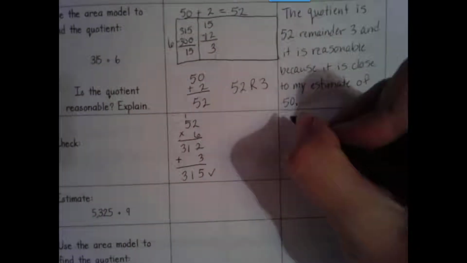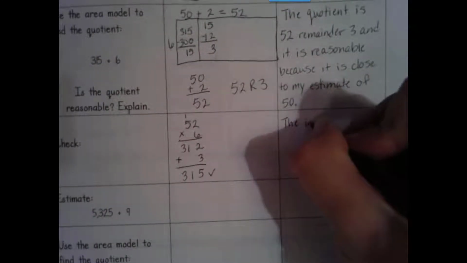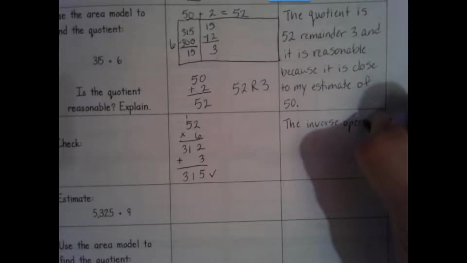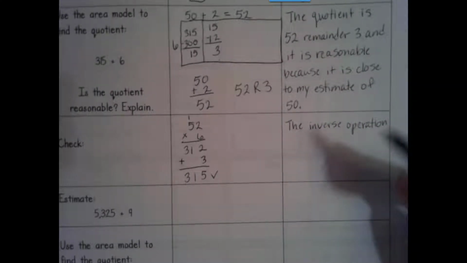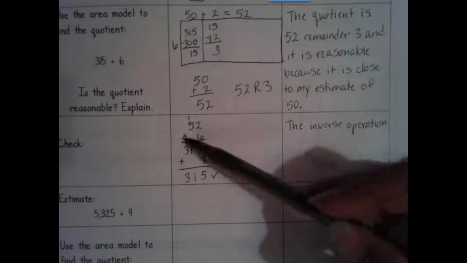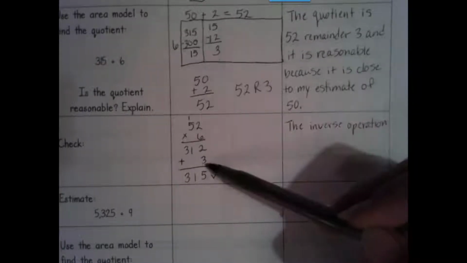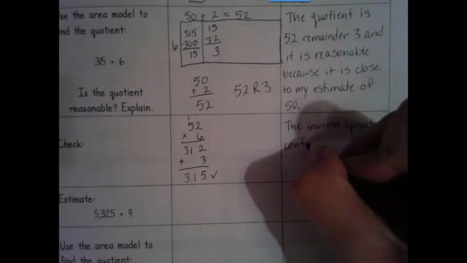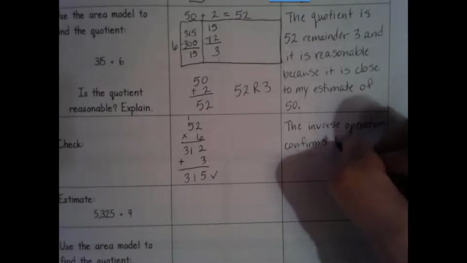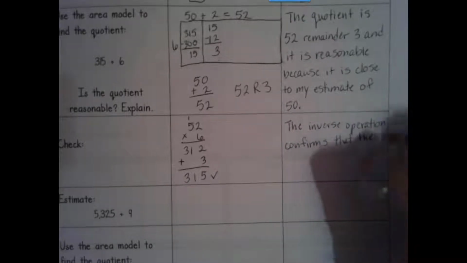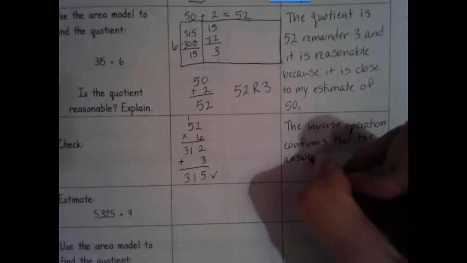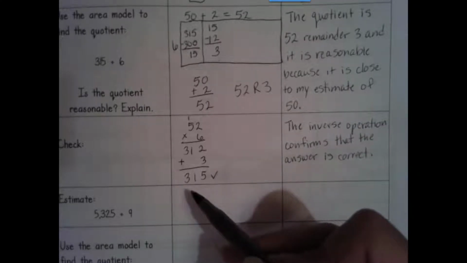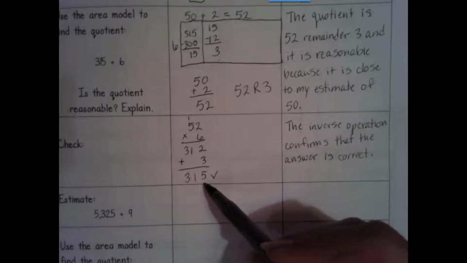And here we'll just say the inverse operation, because that's what we did here. The inverse of dividing is multiplying. The inverse of subtracting is adding. The inverse operation confirms that the answer is correct. Now I don't just write down 315, I actually do the operation to make sure my answer is correct.